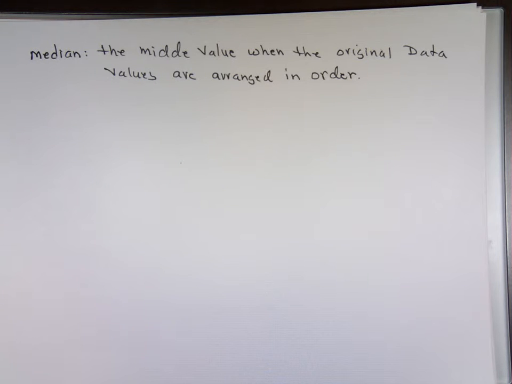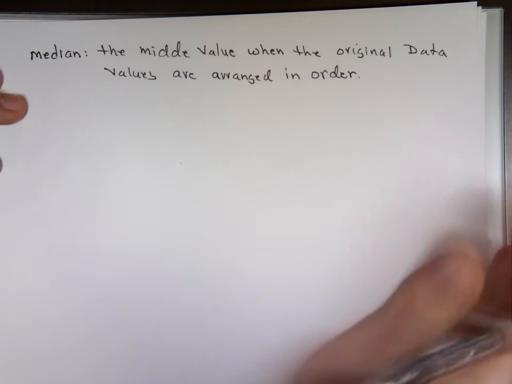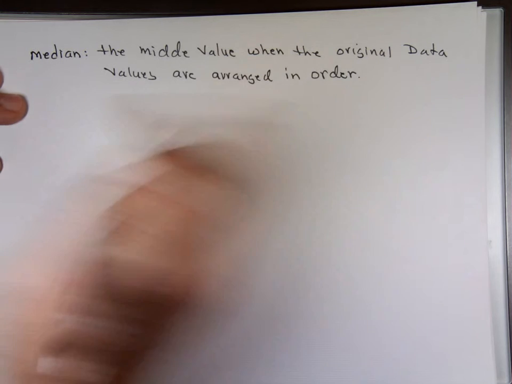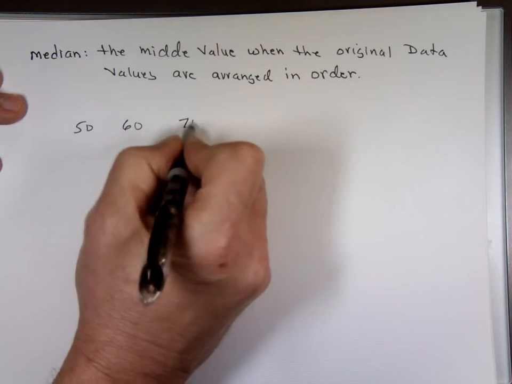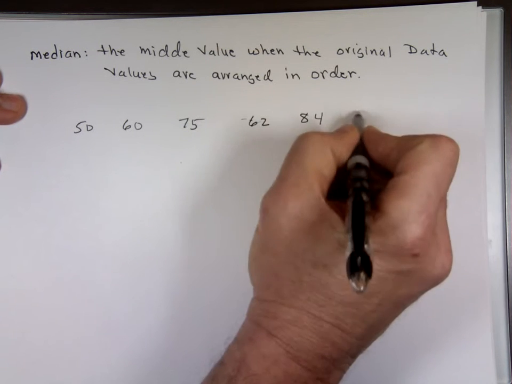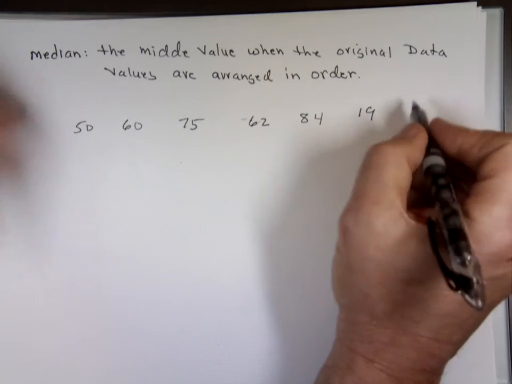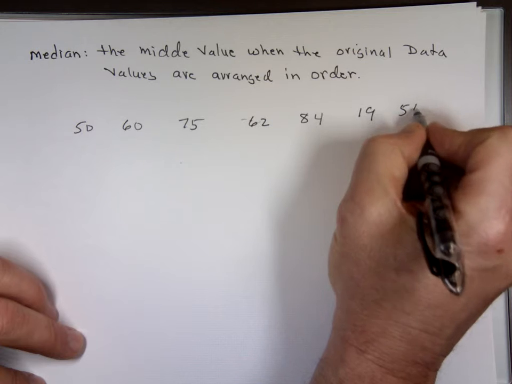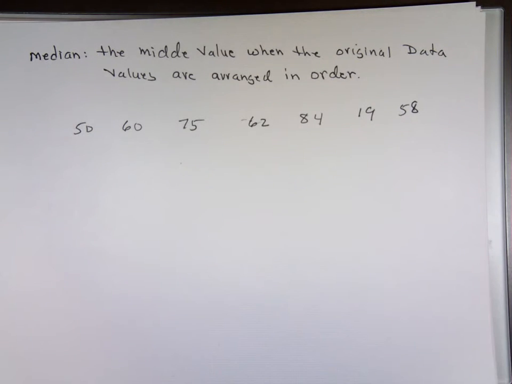So now I came in and said, oh, these are the test scores for the first 10 students at the top of the class. So I have more than 10. 50, 60, 75, 62, 84, 19. That's not good here. 58. That's good. I'll just give up there. 7 students. What is the median for that class?